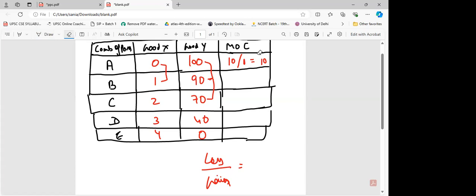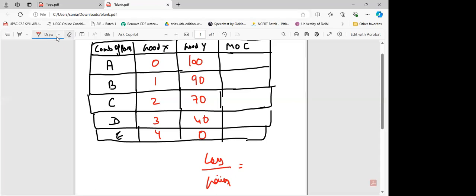The first one, you cannot find because you don't know the previous value, right? You will start from here. 100, now you are producing 90. So, how much is the loss? 10. And earlier 0, now it is 1. So you got 10. Now, from 90, it is 70. Earlier, you were producing 90. Now, you are producing 70. So, how much is the loss? 20.